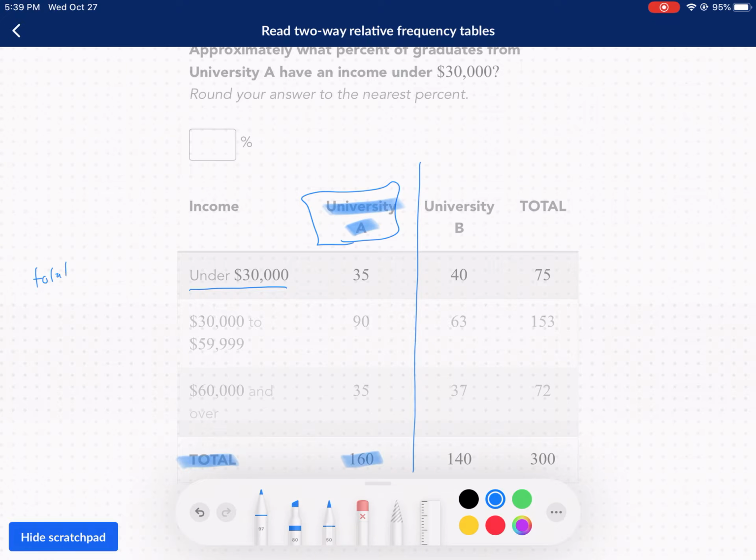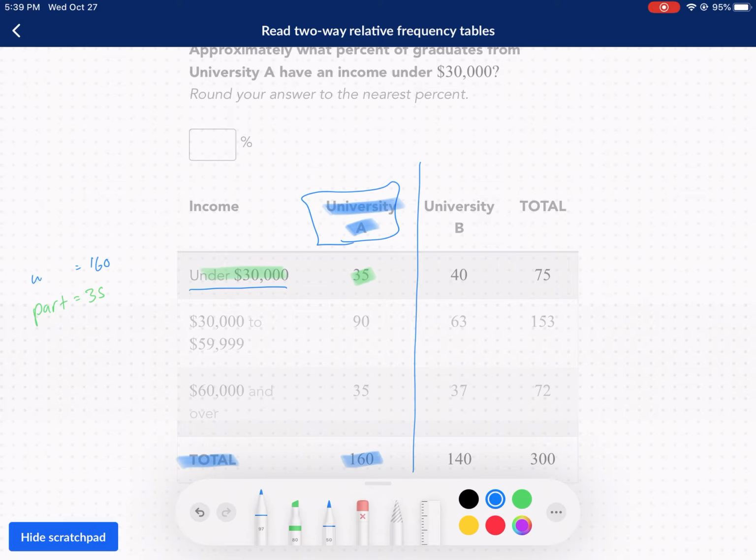So total equals 160. Now, what's the part that I want? Okay, the part that I want is this. I want under 30,000 in that particular category, and that's only 35. So the part that I want equals 35. Now what I should do is I should erase total, and I'm going to put whole instead.